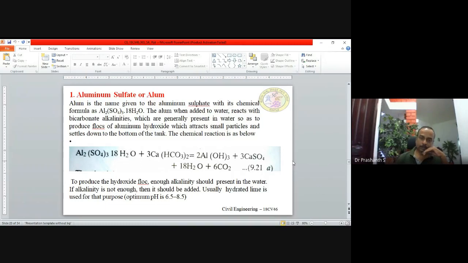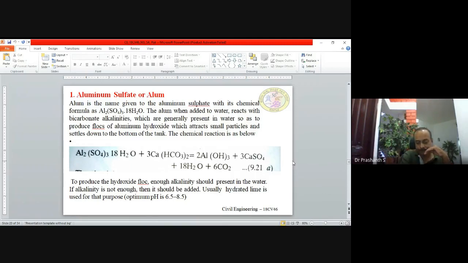What will happen when alum is added to the water? It reacts with the bicarbonate alkalinity generally present in the water to produce flocs of aluminum hydroxide. Aluminum hydroxide is formed, which attracts the small particles and settles down to the bottom of the tank. This precipitate attracts very fine particles, so a mass develops and settles down.